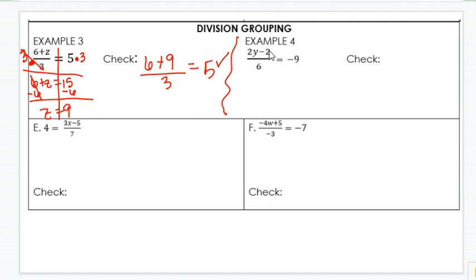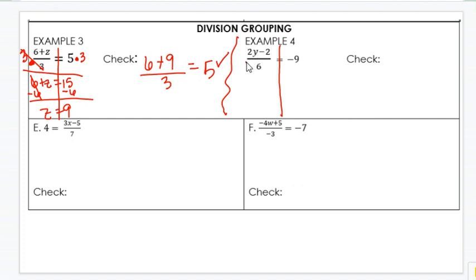Example 4. 2y minus 2 divided by 6 equals negative 9. Make sure you write the entire problem down. We draw our wall to keep our problem divided into 2 halves. And do we have any grouping symbols? Yes, we have our fraction bar, and there is a group on the bottom.